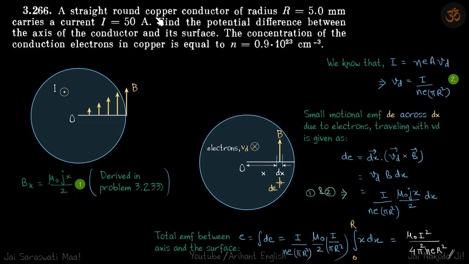A straight round copper conductor of radius r carries a current I. Find the potential difference between the axis of the conductor and its surface. Concentration of the conduction electrons in copper is equal to this. So current is flowing, let's say it's coming out of the plane, I current through this conductor. So it's saying find the potential difference between the axis and the surface.